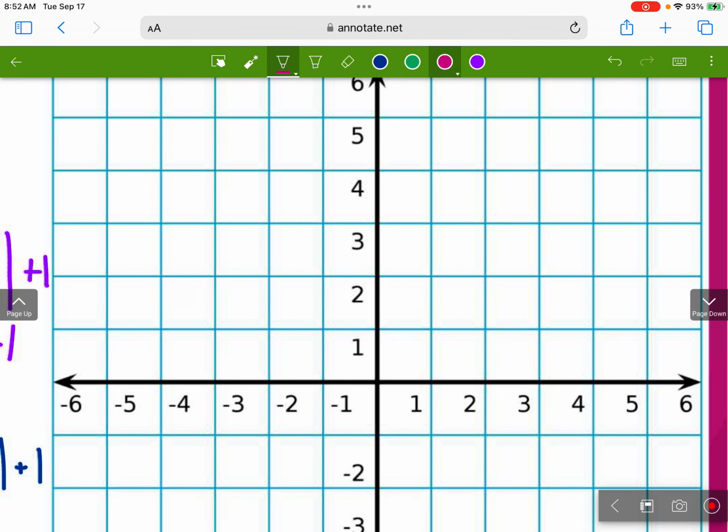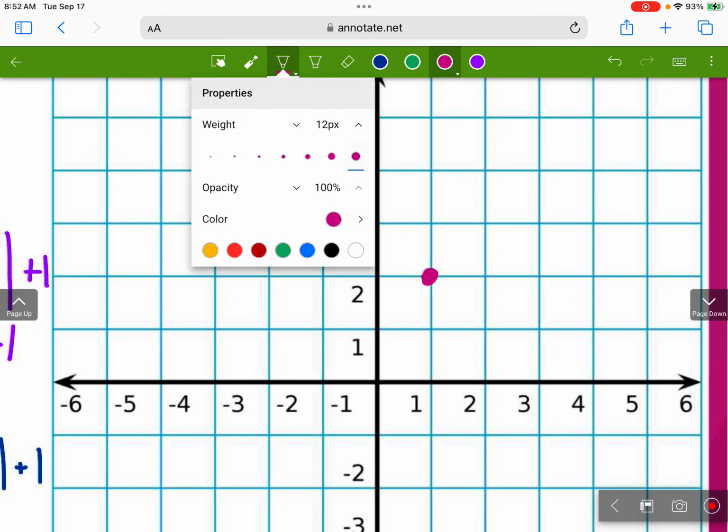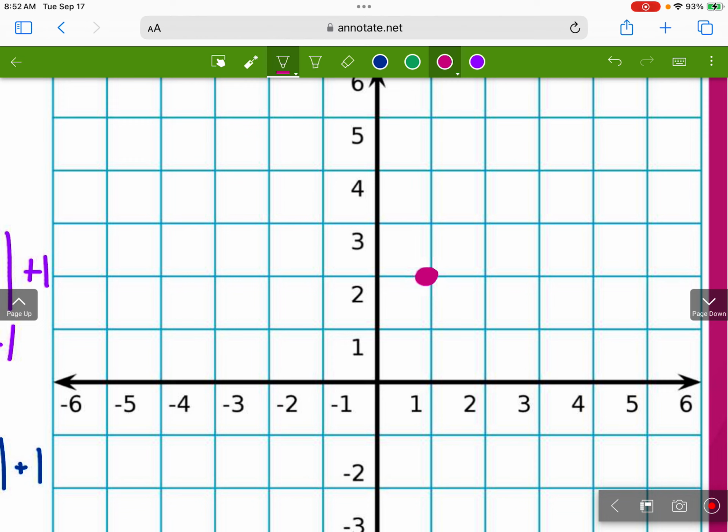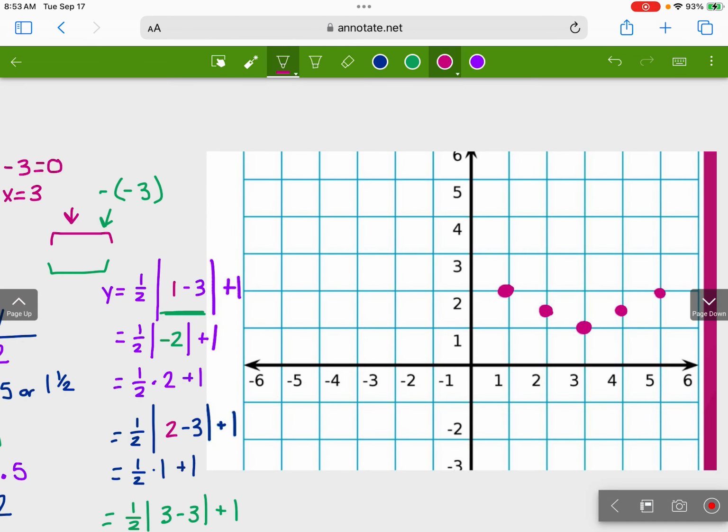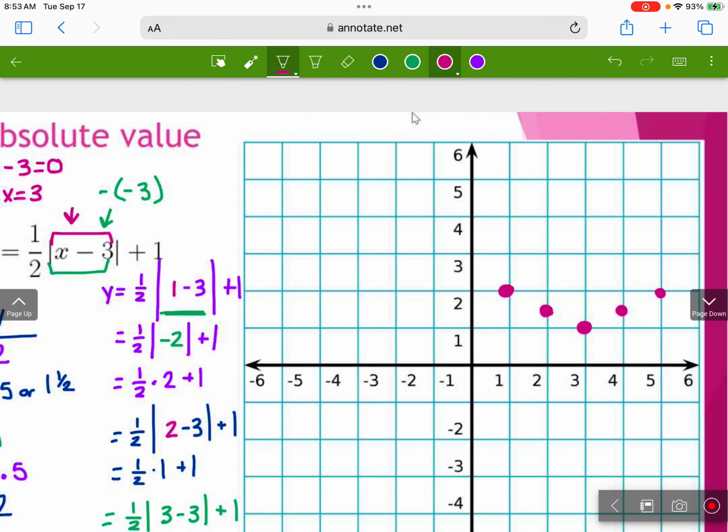So plot up our points. I've got 1, 2, 2, 1.5, 3, 0, 4, 1.5, and 5, 2. So it's going to look like this.